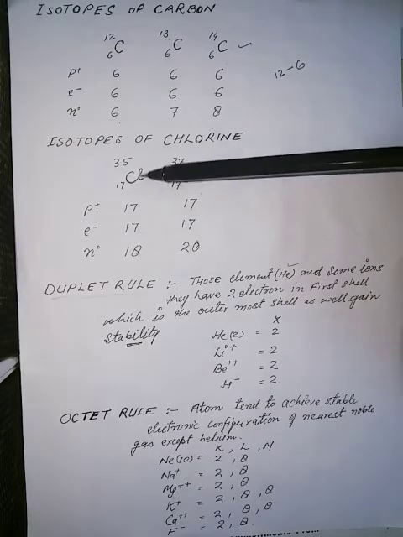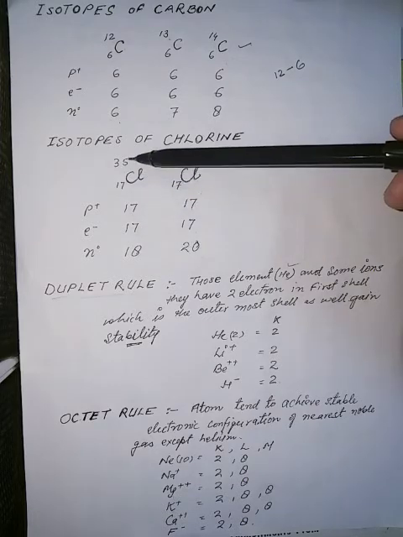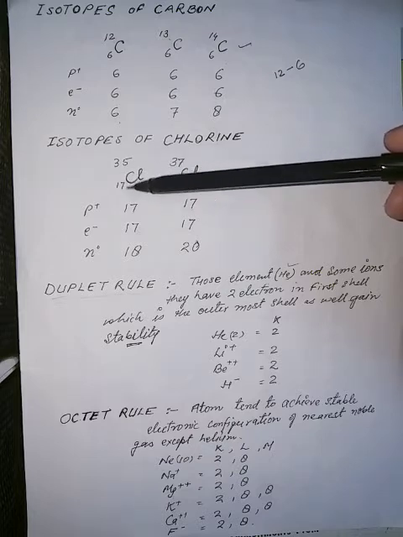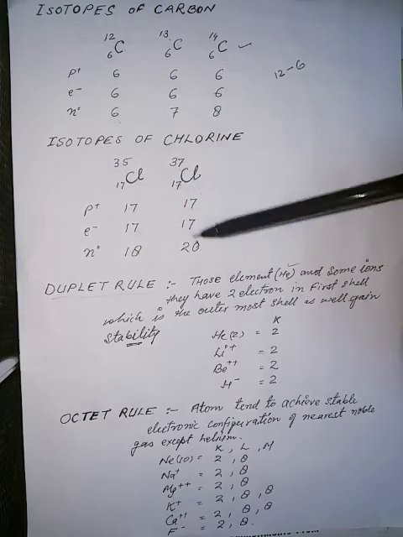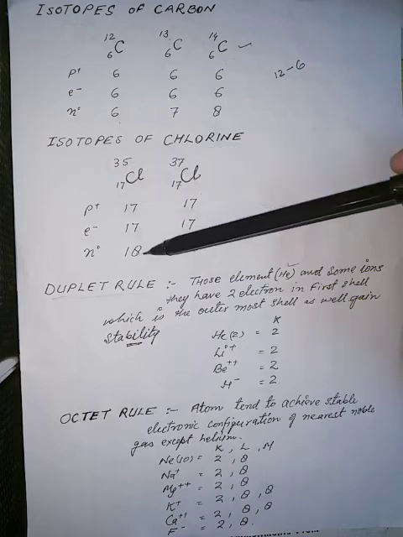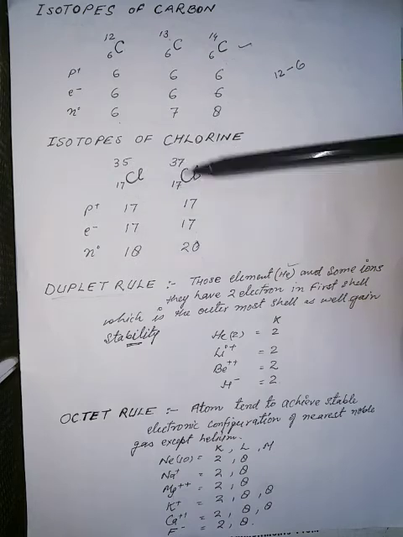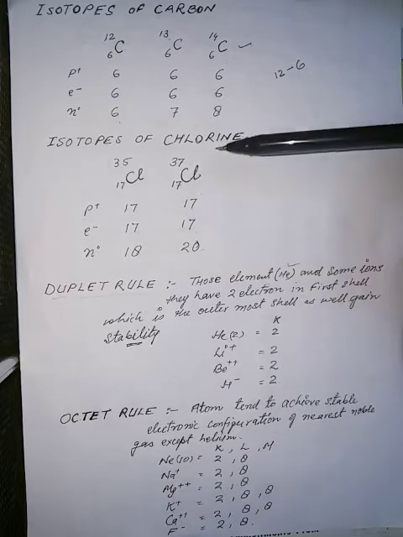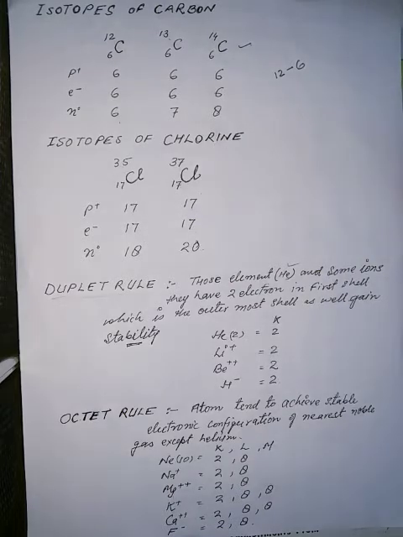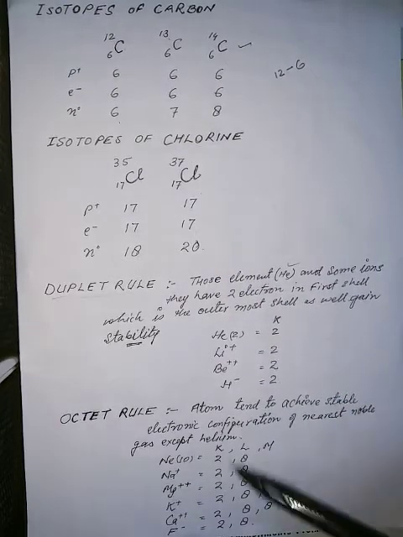But in case of neutron, you will see that there is a difference between mass number and atomic number. It will be 18, mass number minus atomic number. So chlorine 35 has 18 neutrons and chlorine 37 has 20 neutrons. Due to the different number of neutrons, they form isotopes. Isotopes have some different properties, but their chemical properties will not change because they have the same number of electrons.